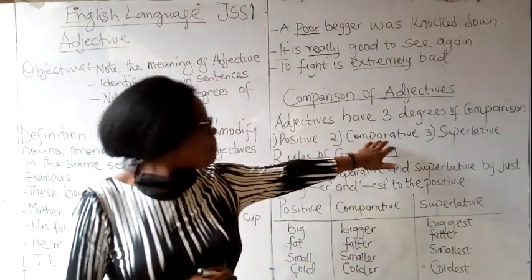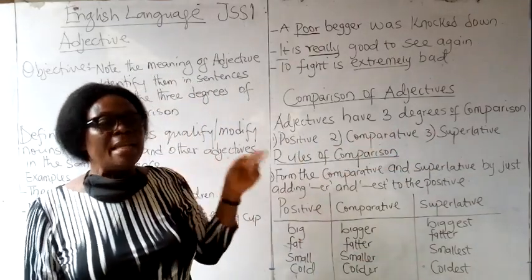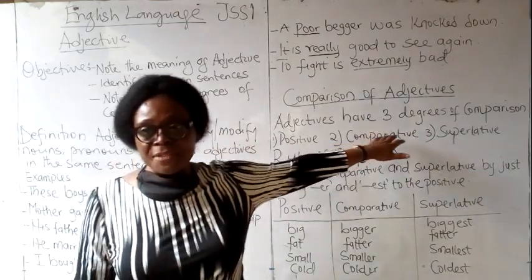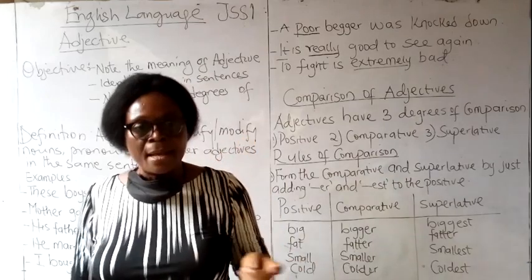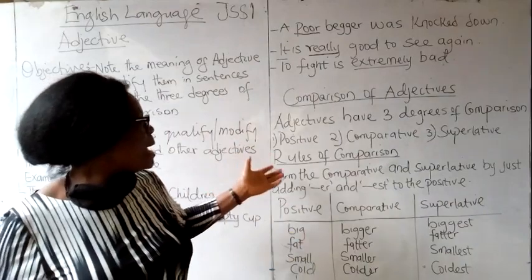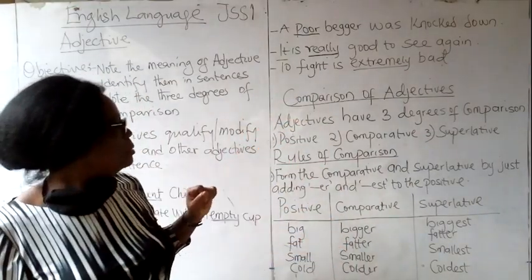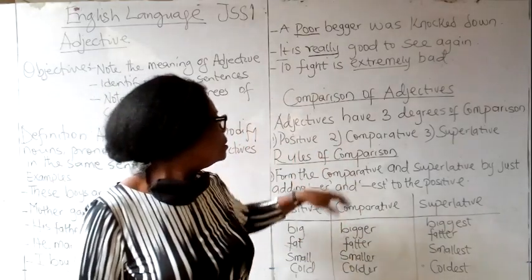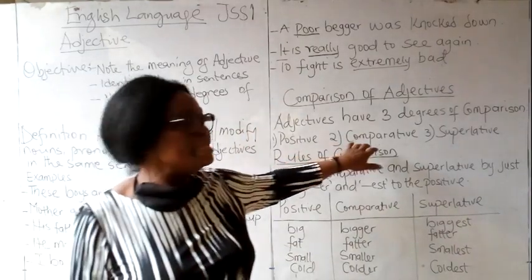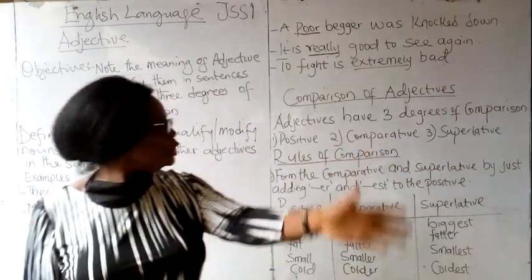But in the comparative here, it compares two things. Like in the first sentence, we have just Mary. But for you to be able to use the comparative, you have to bring in two objects, maybe Mary and John. You can say Mary is more beautiful than John, or you can say Mary is taller than John. So taller there is the comparative adjective used to compare Mary and John.